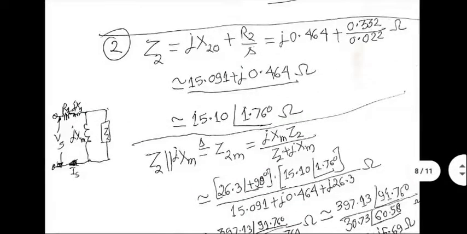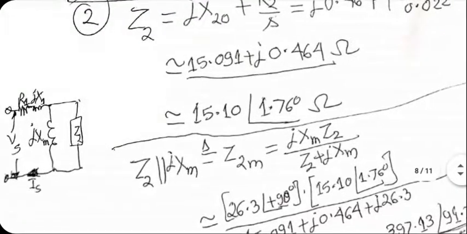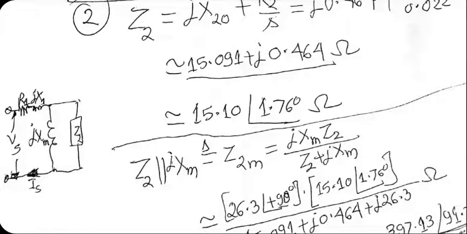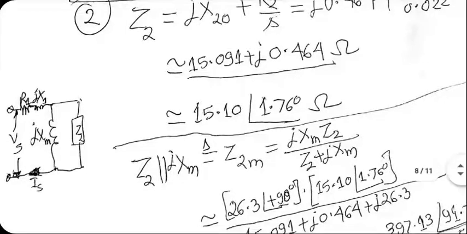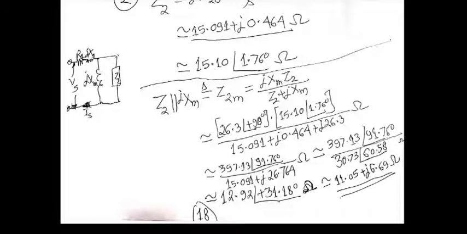This is what I'm doing here. It's drawn here, right there. Z2 is the rotor impedance transferred to stator. And then I have got the core losses, which are only a pure inductive component. So I'll take the parallel combination of these two. It's a long calculation. You may verify my results. The equivalent of these two impedances in parallel works out to this value 11.05 plus j6.69, or in polar form 12.92 ohm with a phase angle of 31.18 degrees.